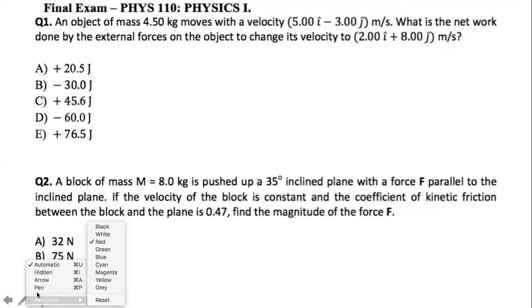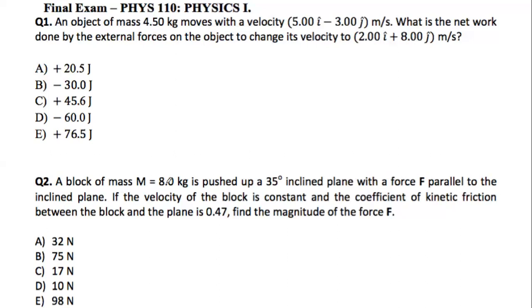So I have a block and the block has a mass m, which is 8 kilograms. Pushed up an incline, 35-degree incline plane, with a force parallel to the incline plane. So let's draw. This is my incline plane, and this angle theta is equal to 35 degrees. And I have the block. So here is a block. And I have a force which is parallel to the inclined plane. I did not say parallel to the horizontal. I said parallel to the inclined plane. So the force is like this. So this is F.